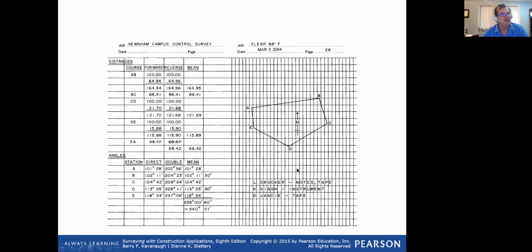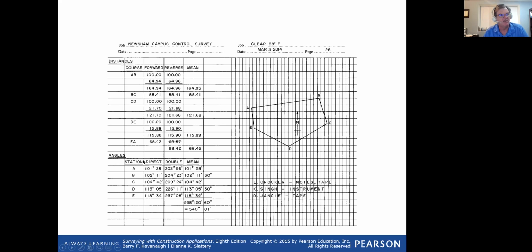Here is a closed traverse loop. You would never take field notes like this. One of the reasons is the distances aren't there, and the way people take field notes is totally different from what this book is showing you. However, it's not that important. I'm not going to test you on it, and you have a data collector now.